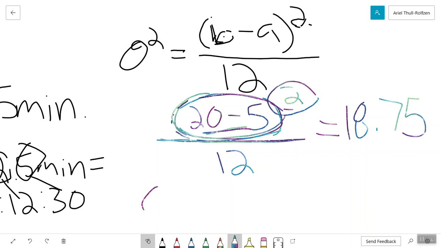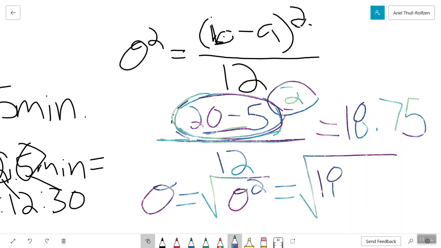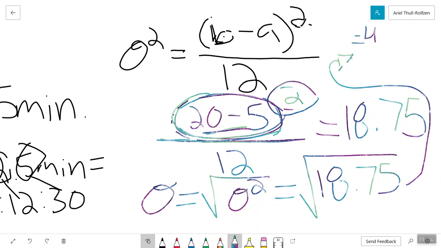Now the easy part, for everything that we ever do, sigma is the square root of sigma squared, our variance. So I can say that that is equal to the square root of 18.75, and I'm running out of room over here, so I'm going to carry it up here. Equals 4.3301. And that's it for that problem.